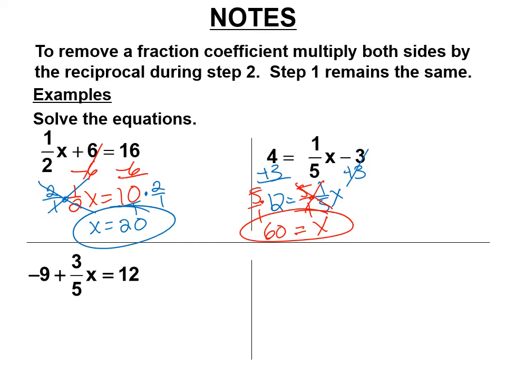Try this one. All right, the constant on the same side is -9. So we're adding 9 to both sides.